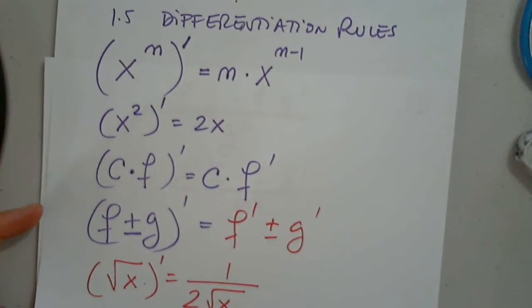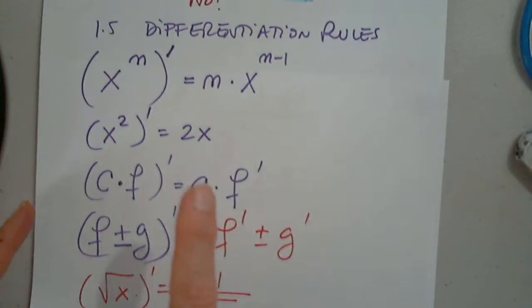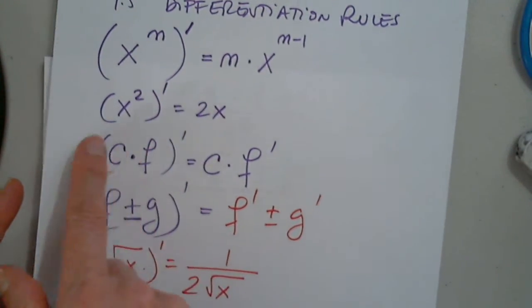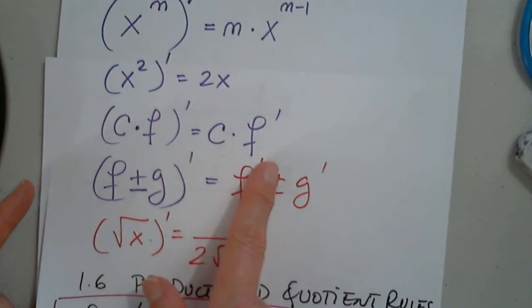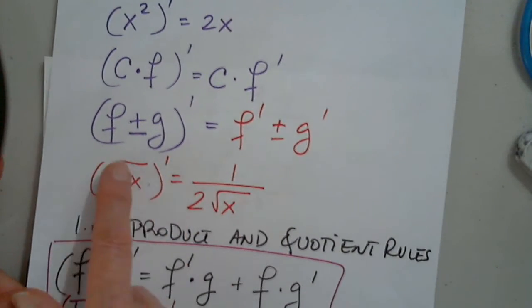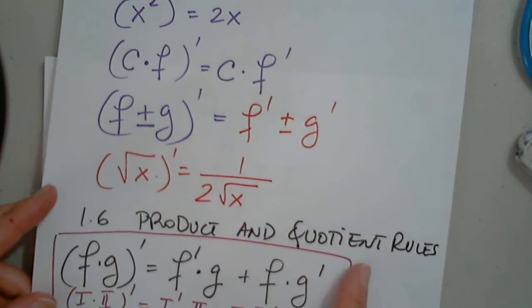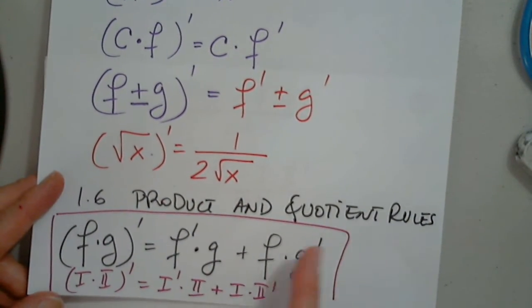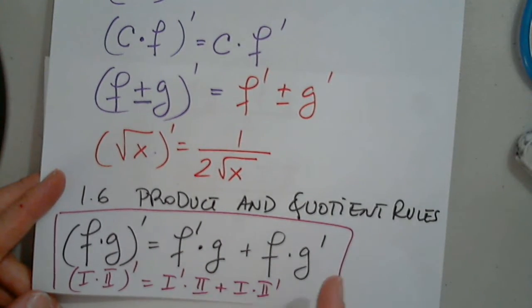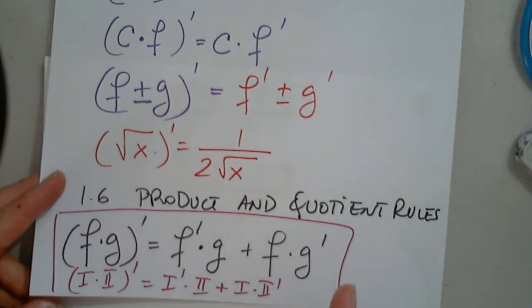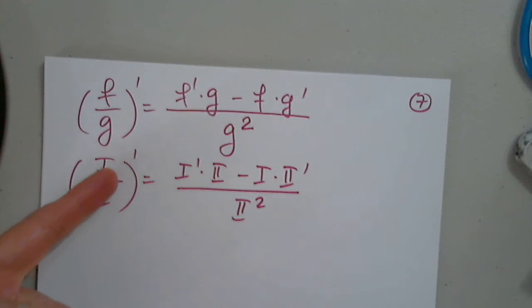I'm so sorry. So we're looking at x to the power n, and we're going to practice this, a constant times f prime, f plus g, and then we were looking at the product and quotient rules. The product rule: f prime times g plus f times g prime. And the same thing with the quotient.